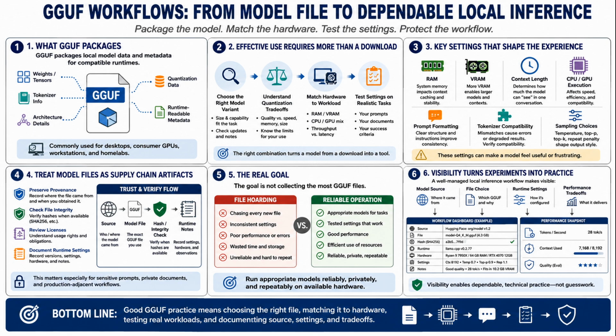You need to choose the right model variant, understand quantization trade-offs, match hardware to workload, and test settings against realistic tasks. RAM, VRAM, context length, CPU and GPU execution, prompt formatting, tokenizer compatibility, and sampling choices can all affect whether a model feels useful or frustrating. Strong practice also includes preserving provenance, checking file integrity when hashes are available, reviewing licenses, and documenting runtime settings. Model files are part of a software supply chain.